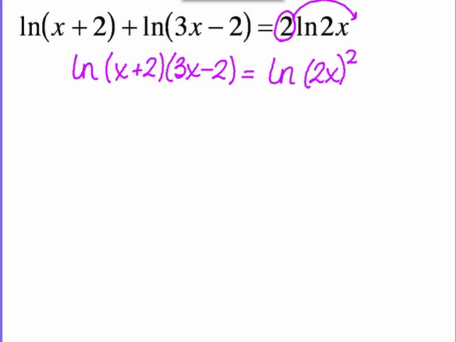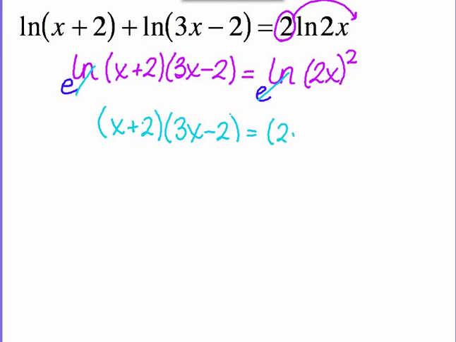Okay, so first of all, remember I had to combine those so I get one ln on the left, I have to get one ln on the right. Now what I can do is do this. Take e to both sides and then they cancel, and that's going to leave me with x plus 2 times 3x minus 2 equals 2x quantity squared. So now I need to go ahead and solve that. So how do I solve that?